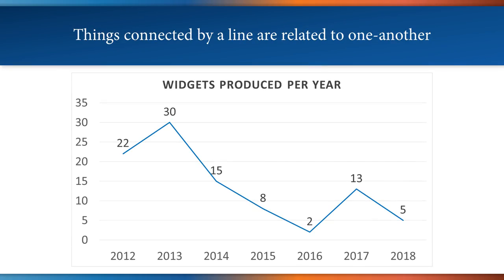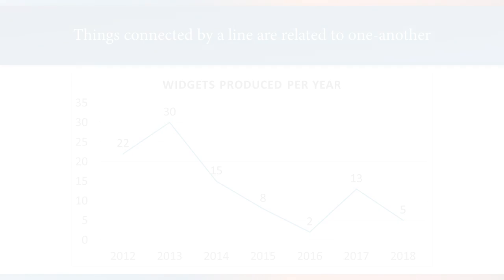Last but not least is connection. Virtually any line graph describes the connection principle well. Things that are connected to each other with a line are related.